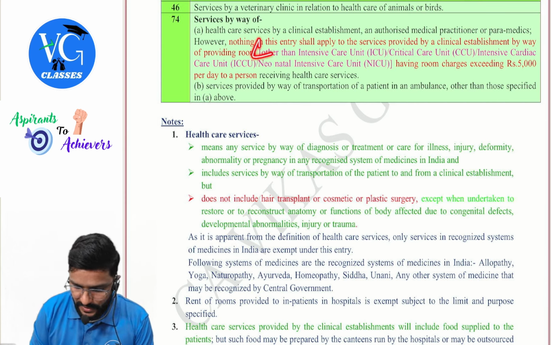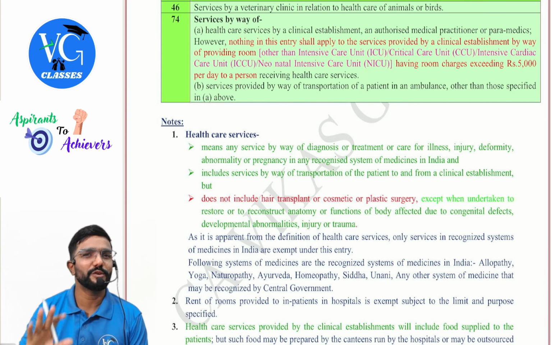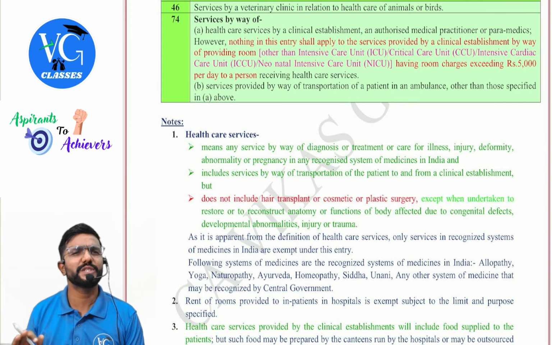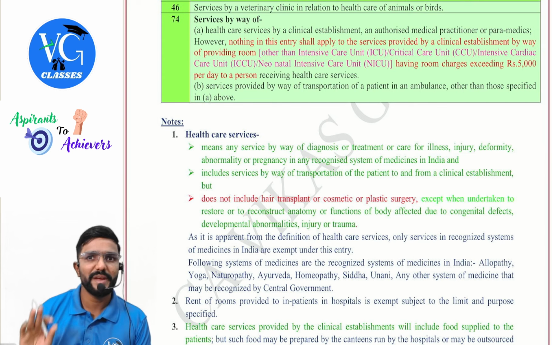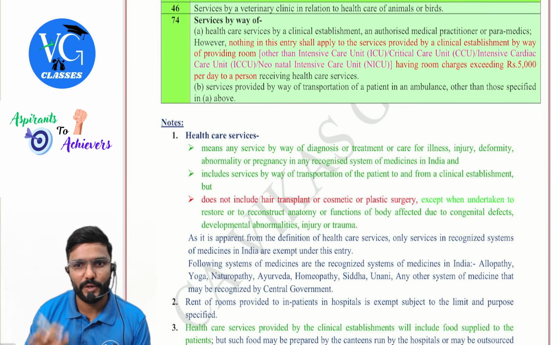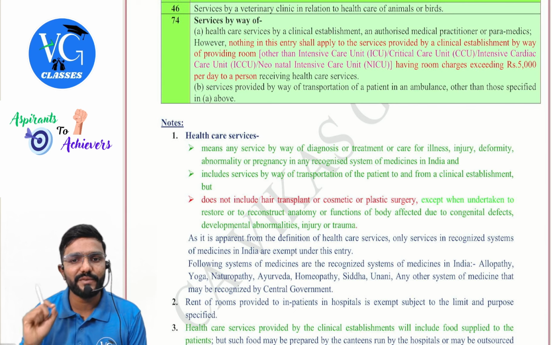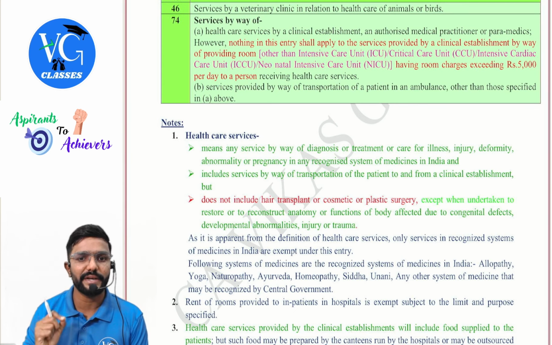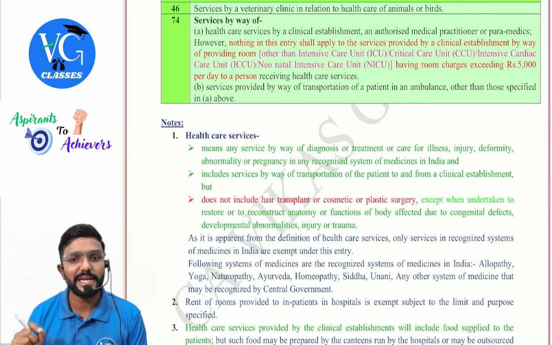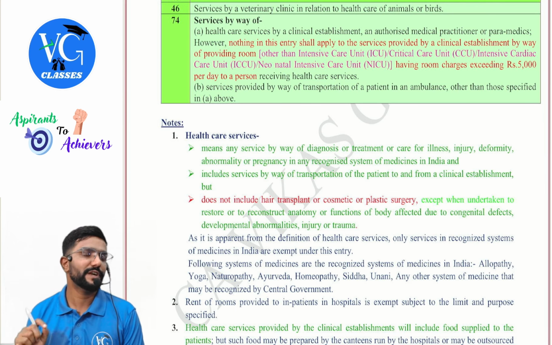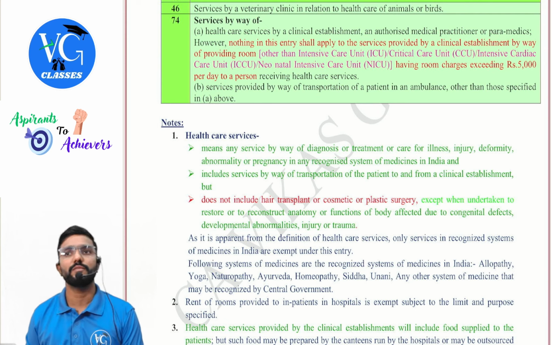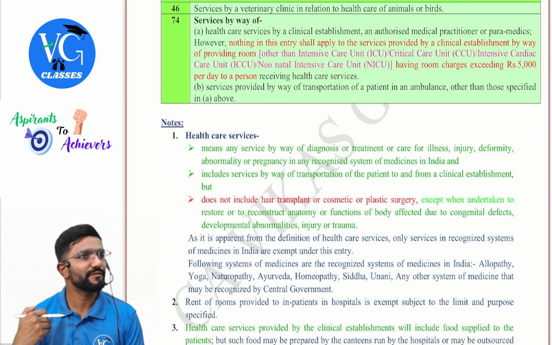Next, there is one exception here. Means for the following room category, there is no bar, guys. There is no bar means any amount charged would be exempt. I have given it in a different color. You can observe. Other than intensive care unit, ICU, critical care unit, CCU, intensive cardiac care unit, ICCU, or neonatal intensive care unit, NICU. For this, there is no monetary limit. Any amount charged would be exempt. For any other room category, they have put a limit of 5,000 or less. If it is more than 5,000, fully taxed.